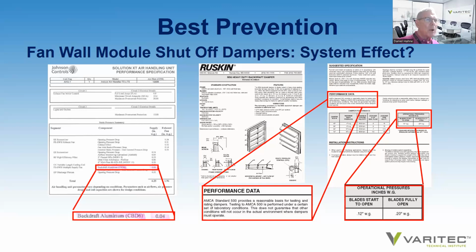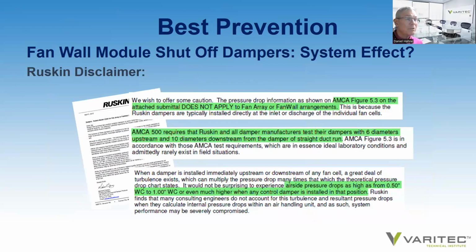Well, please be aware that Ruskin, a leading manufacturer of damper products, does warn about using backdraft dampers in fan wall arrays because they are not designed to be located at the immediate inlet of a fan. They will result in system effect and should be taken into consideration. And if the fans are variable speed, then the free area at the damper will adjust as well. So its impact on flow will depend on the flow.